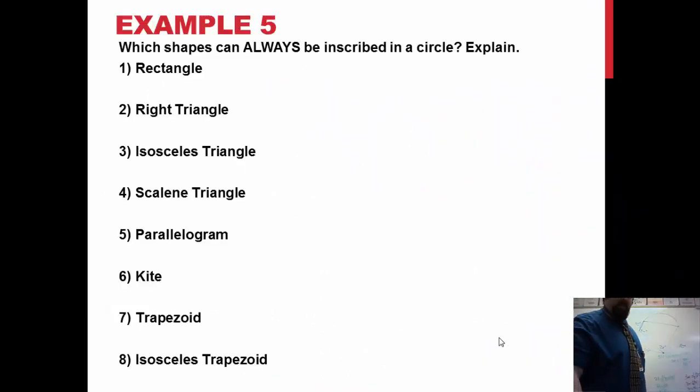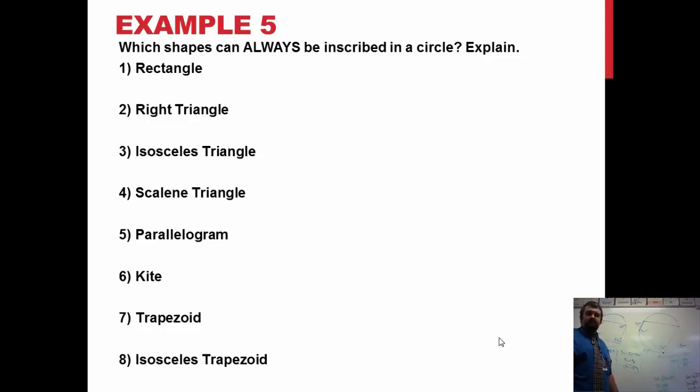Alright, the last thing we're going to look at for this section is this. What shapes can always be inscribed in a circle? Explain. Can a rectangle always be inscribed? Yeah, all of its angles are right angles. So rectangles' opposite angles are automatically supplementary. 90 plus 90 is 180.